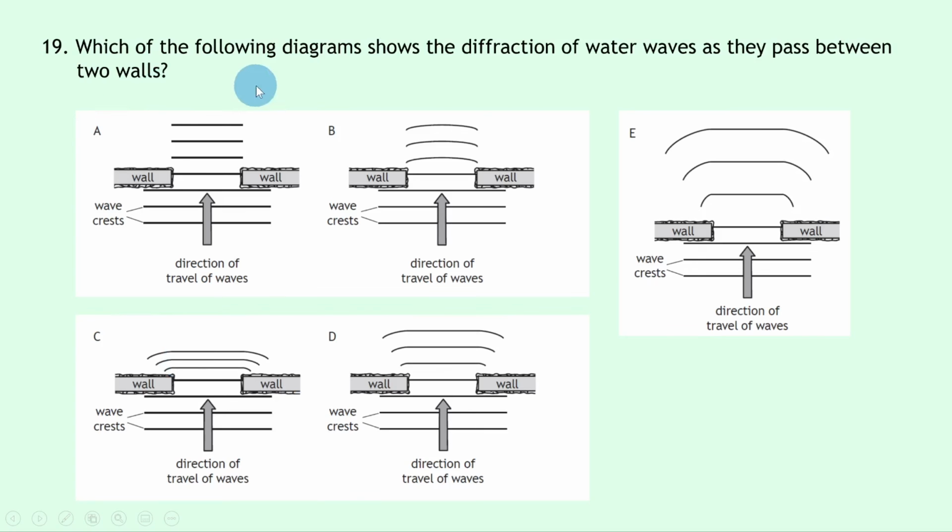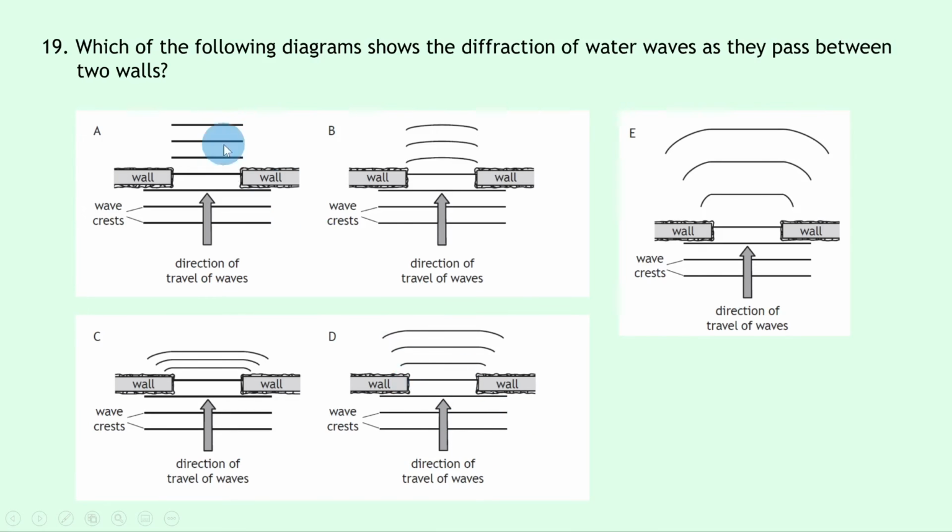Question 19 says, which of the following diagrams shows the diffraction of water waves as they pass between two walls? Well, you need to be aware of two things here for a diffraction diagram. You should remember that the spacing between the wavefronts, or the crests of the waves in this case, should be the same at all points. So the spacing between them should be the same.